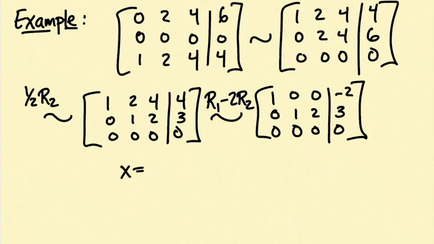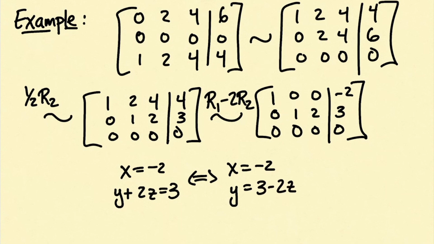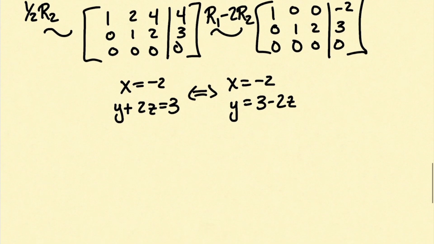And just like in the last example, our reduced row echelon form tells us that we have more than one solution. So this gives us our parametric equations, parametrized by z, and we can express this as a set of triples.